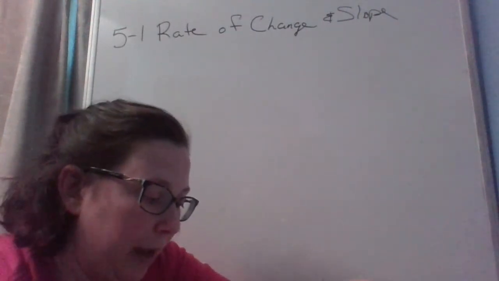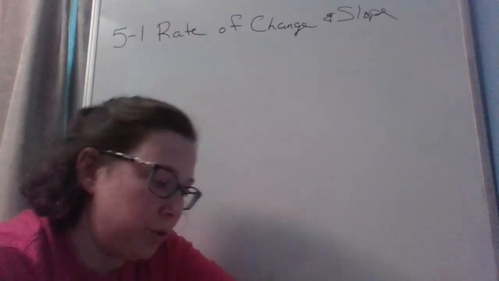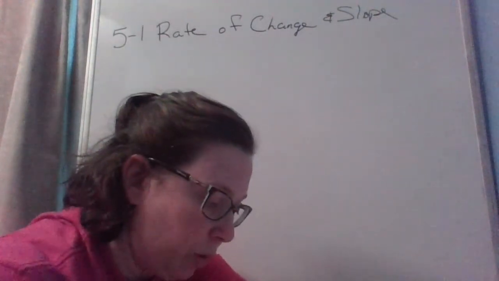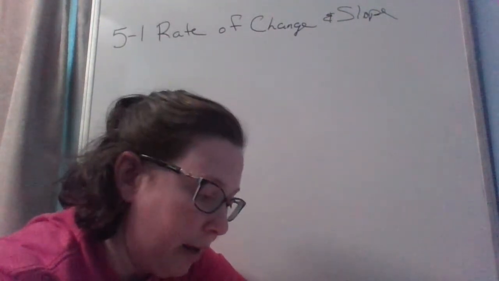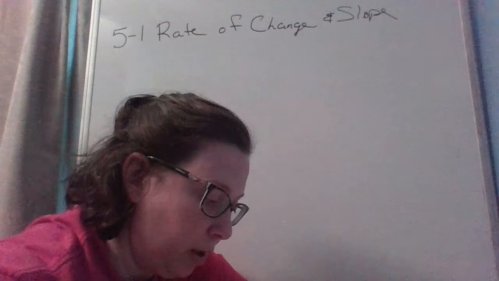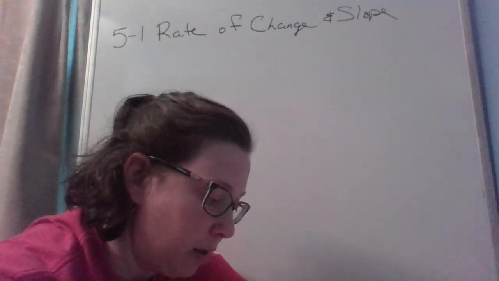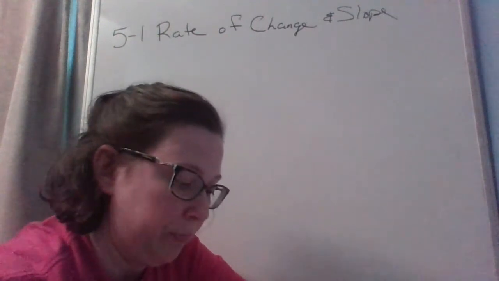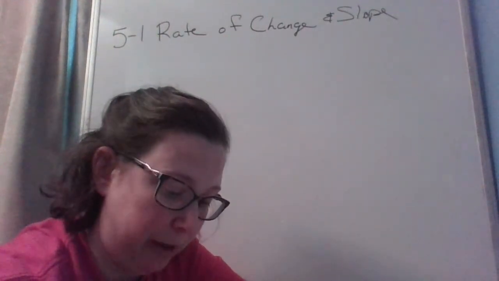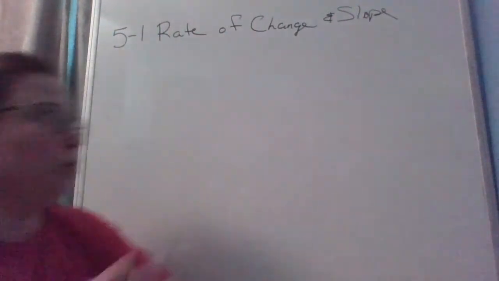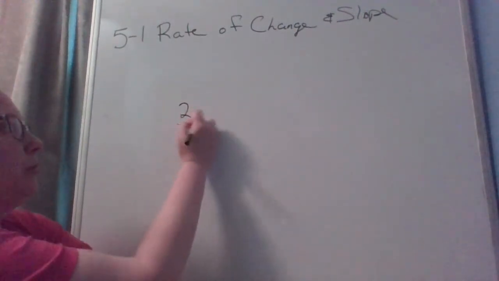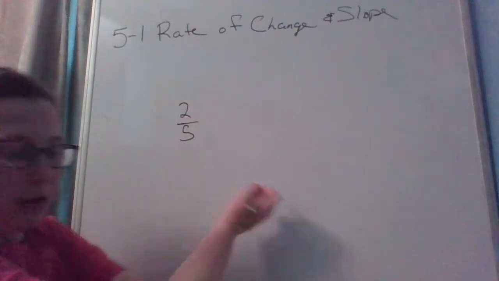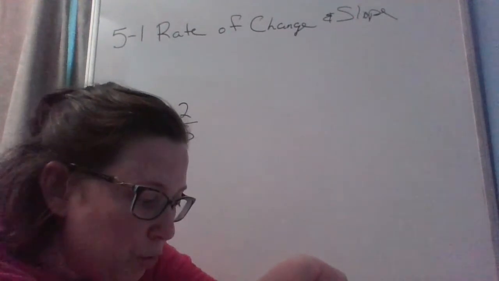So Got It 2A, we are going to go up, and we're going up 2. And then we go to the right. Let's see. 1, 2, 3, 4, 5. So we went up 2 to the right 5, so our slope would be positive 2/5. Okay. Got It 2B.